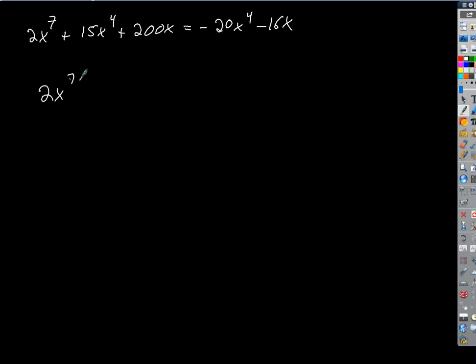So we're going to get 2x to the 7th plus 35x to the 4th plus 216x equals 0. Good. Yeah, that's a little better. Still looks reasonably ugly. Anything else?